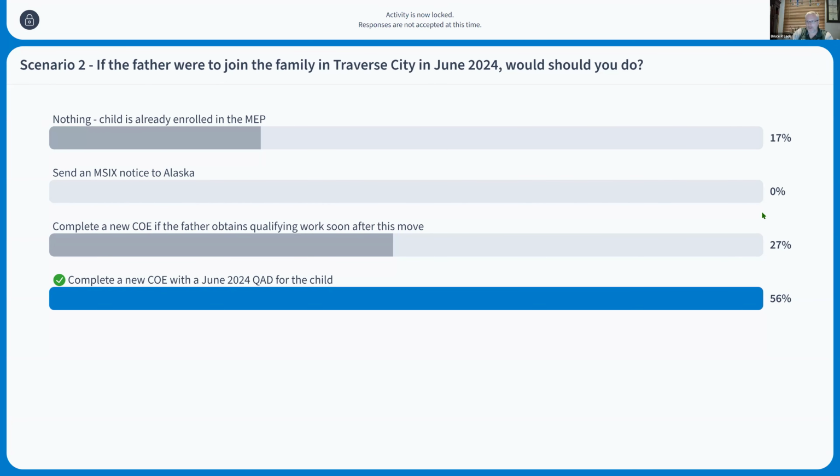So if the father did come to Traverse City, he's still considered a migratory agricultural worker or migratory fisher, and he would be moving to join the child. If the child moved to precede the worker, they would have moved within a 12-month period of each other, in a short period of time, no longer than 12 months, I believe is how it's stated in the regulations and the non-regulatory guidance. Therefore, the child would become eligible for a new QAD, which means you would want to document that on the COE.